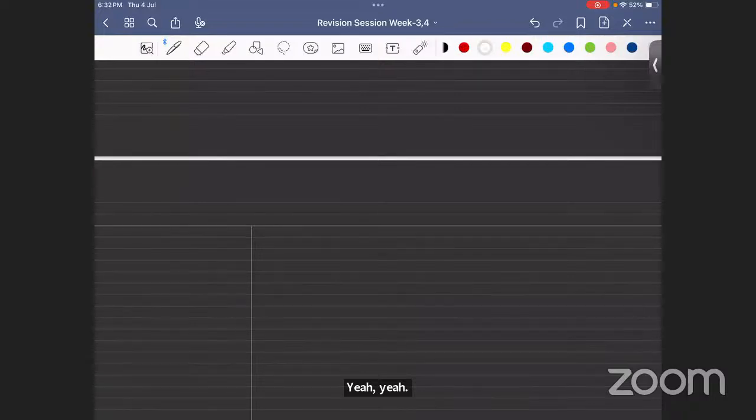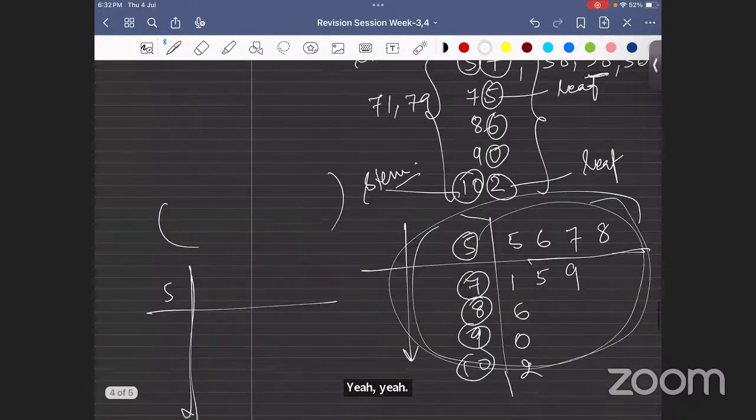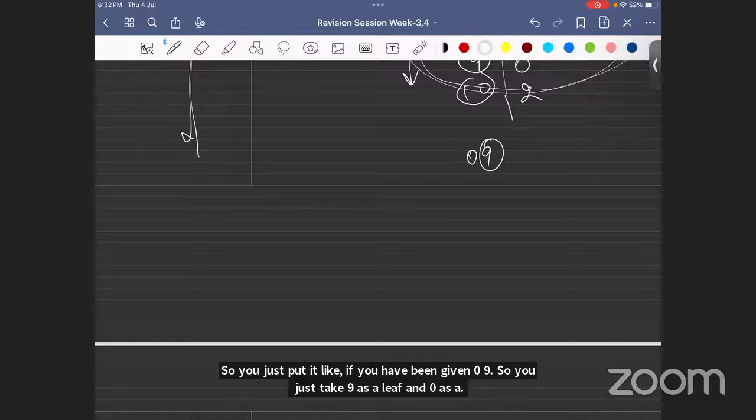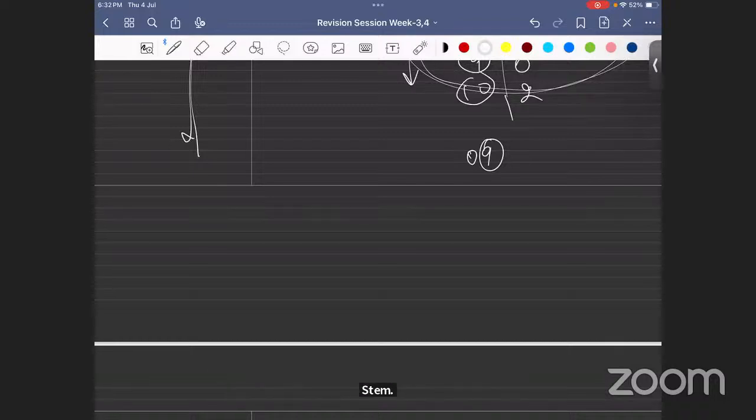So for a single digit, you can directly take it as a leaf, right? If you have been given 0, 9, you just take 9 as a leaf and 0 as a stem. A student says it is written as 7 in the stem and nothing in the leaf part, totally empty. What does it mean?